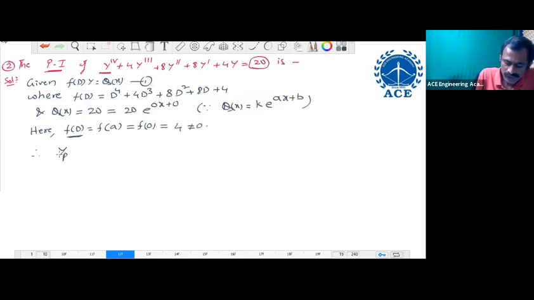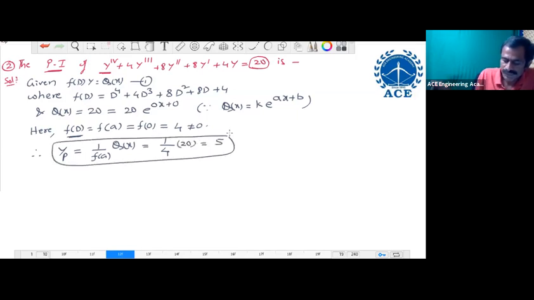Therefore, yp equal to 1 by f of a, of Q of x. That is 1 by 4, Q of x is 20. This is equal to 5. It is the particular integral. Right? It is a method of finding the particular integral. Next, we go to the next page, to problem number 3.